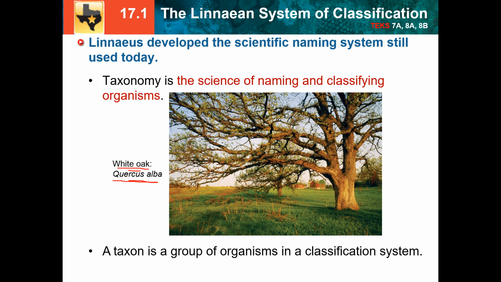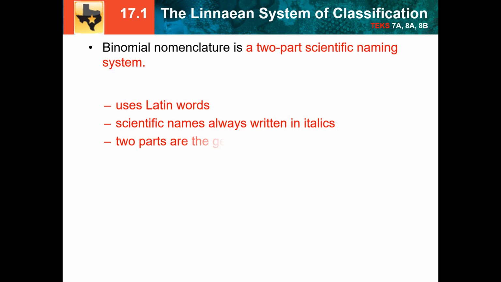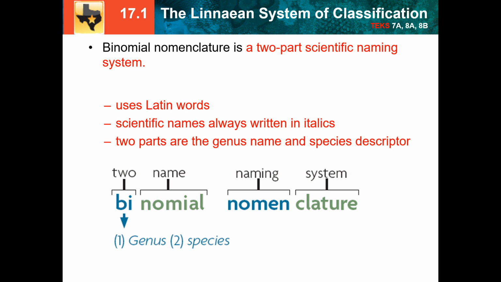Okay, so we'll get into the scientific naming system, but first a little bit of vocabulary. A taxon refers to a group of organisms in that classification system. So just keep that in mind as we go through. The scientific name for the white oak comes from what's called binomial nomenclature. Bi meaning two, and nomial referring to naming. These are using Latin words, which is why they sound kind of goofy to us.